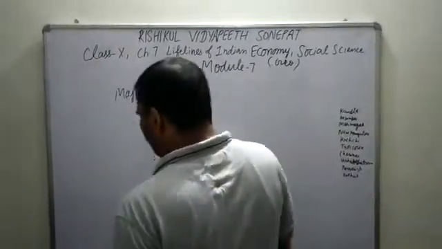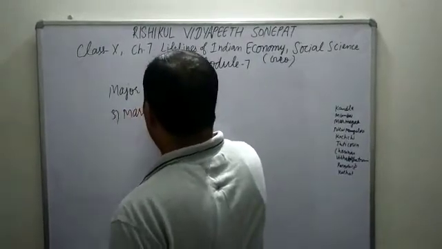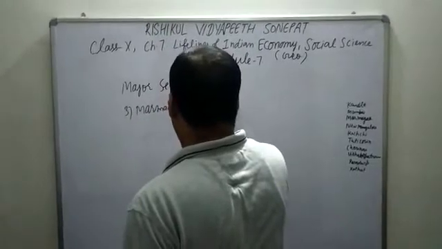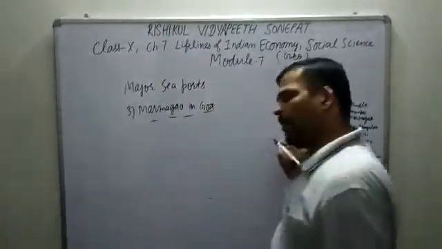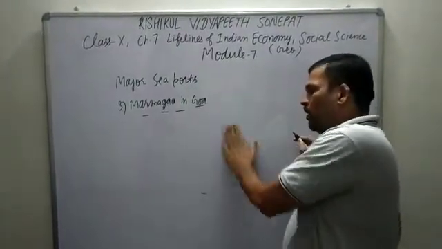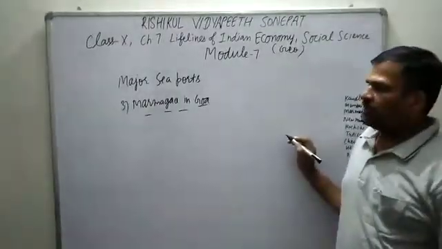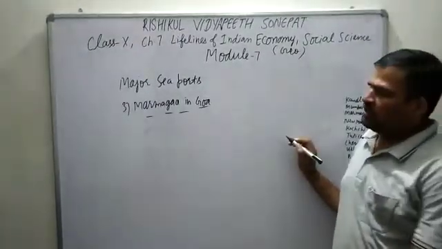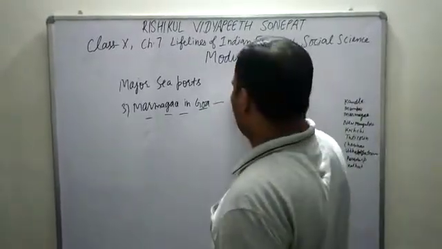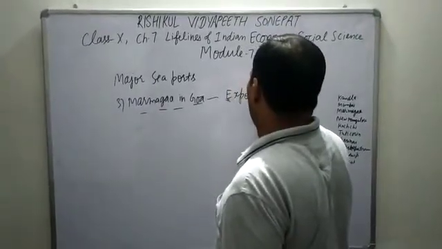Marmagao, that is in Goa. It was made especially for export and import. It means a lot of mines are there, iron ore mines are there. So these were mostly for these purposes. Okay, that is for the export of iron ore.